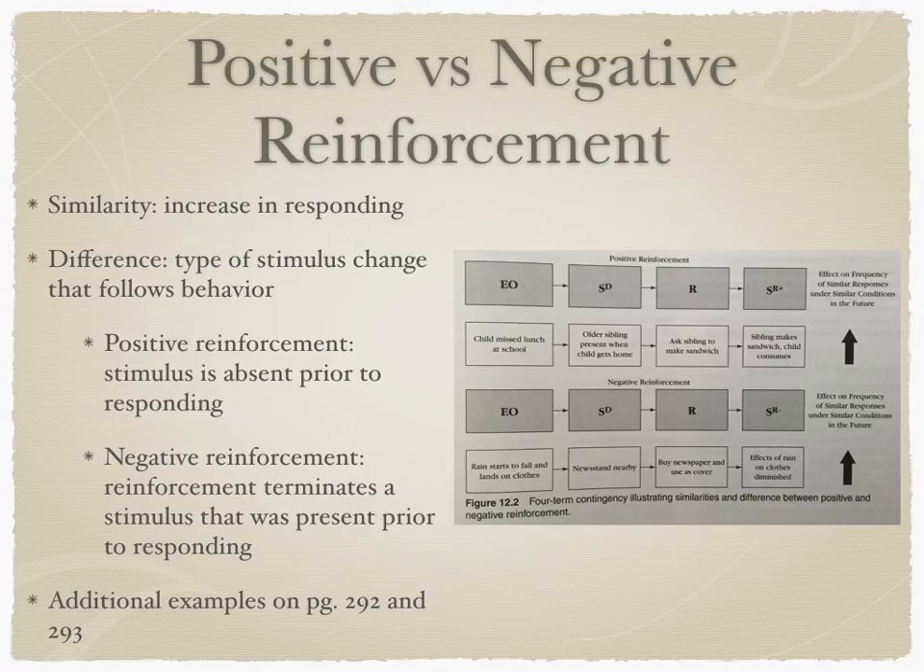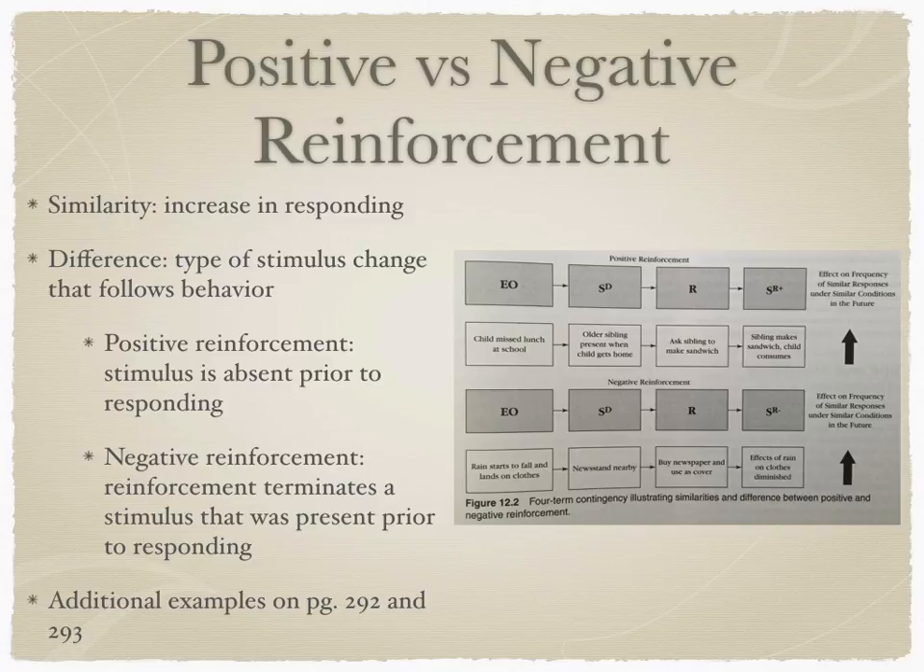For the positive reinforcement, they talk about how a child missed lunch at school, and then the older sibling is present when the child gets home, and that child asks the sibling to make a sandwich, and then the sibling makes a sandwich for the child, which they consume. So it goes over what the stimulus was and the response, and then what the effect was after.